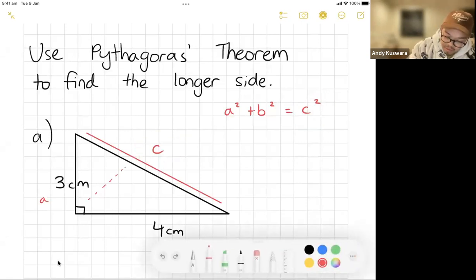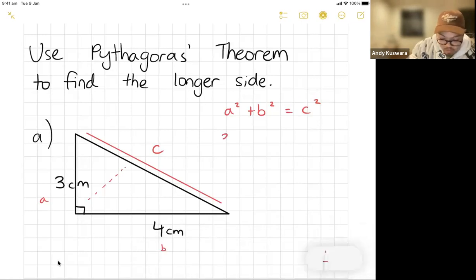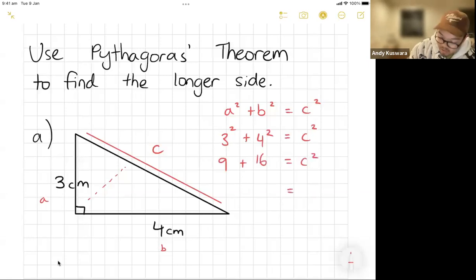In this case, A is 3. So I'm going to square that. I'm going to add B, which is 4, squared, and it should equal my unknown side squared. 3 squared is 3 times 3, which is 9, plus 4 squared, which is 4 times 4, which is 16, equals c squared. Just note how I'm writing my working out. I try to line up all my equal signs together, and 9 plus 16 is 25.